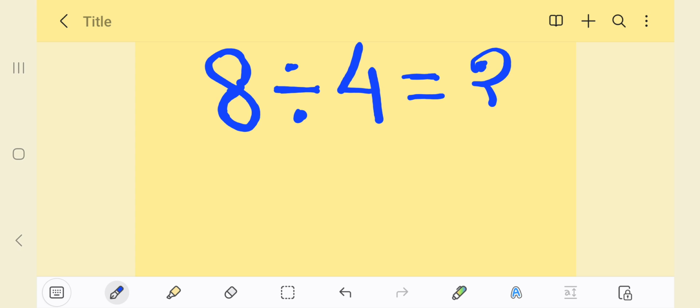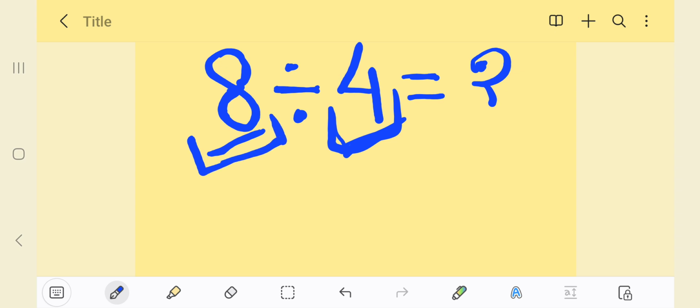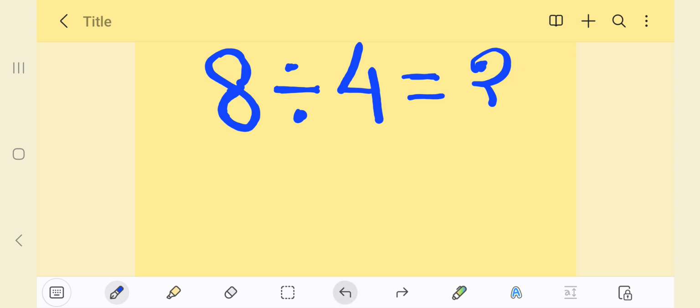So here you can see 8 divided by 4 equals what, and this number will be divided by this divider. This part is called the divider. Here it is 4, and we are dividing today's number 8, and I will write it the way I prefer to do it.